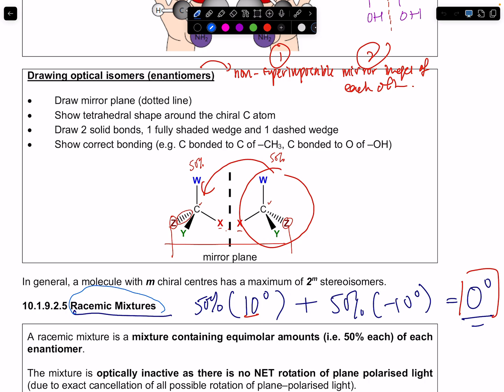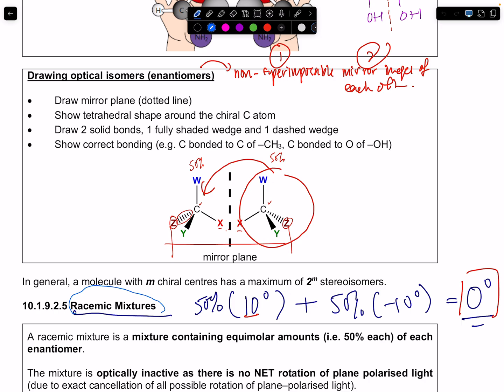If it's non-racemic, that means there are varying amounts of each, and therefore you will have a net rotation, and therefore you're optically active. If it's equal, you'll be optically inactive.